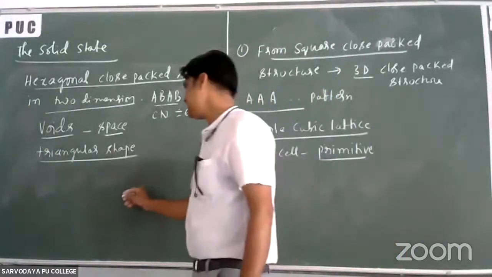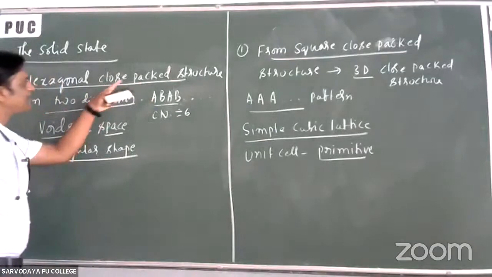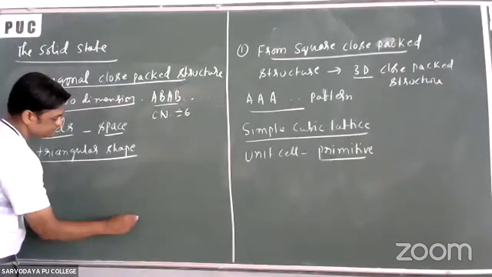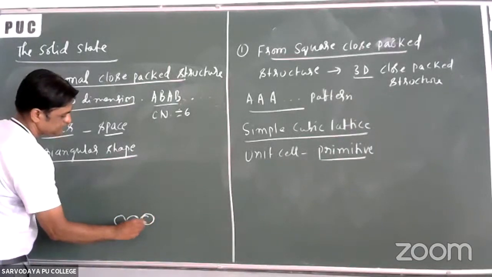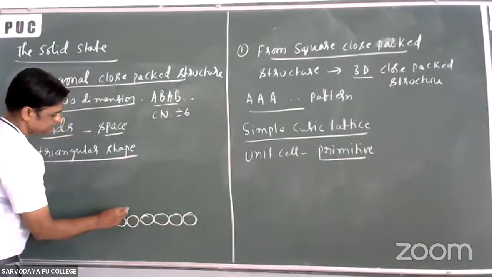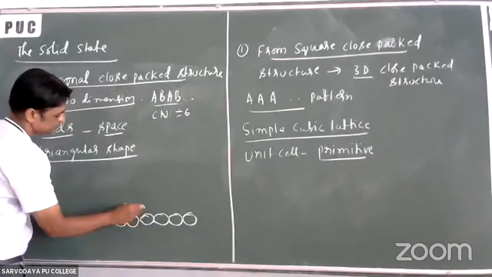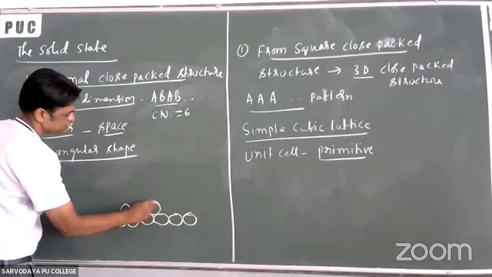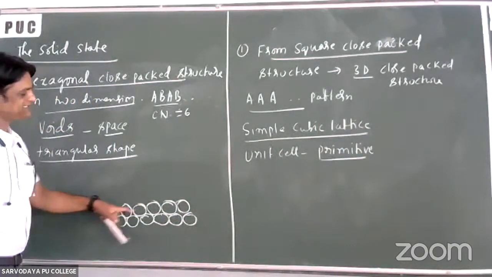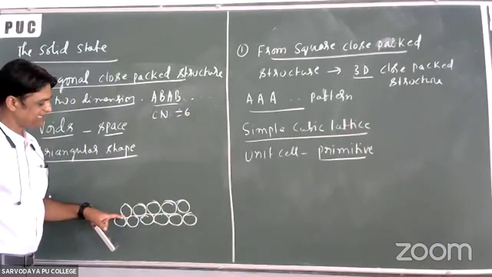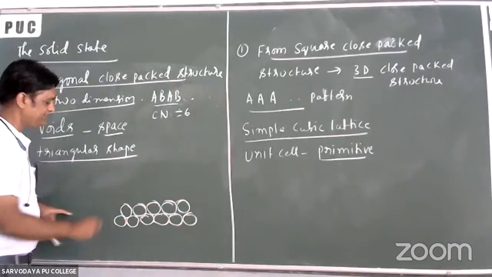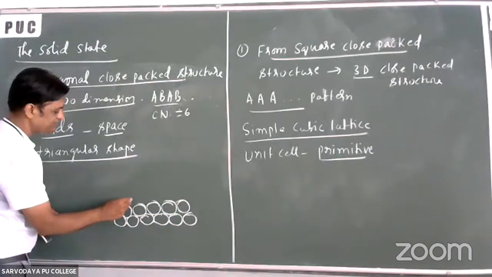Okay. So first let us take one layer of hexagonal close packed structure in two dimension. See here, the spheres of the second layer are placed in the depressions of the spheres of the first layer. Similarly, third layer.